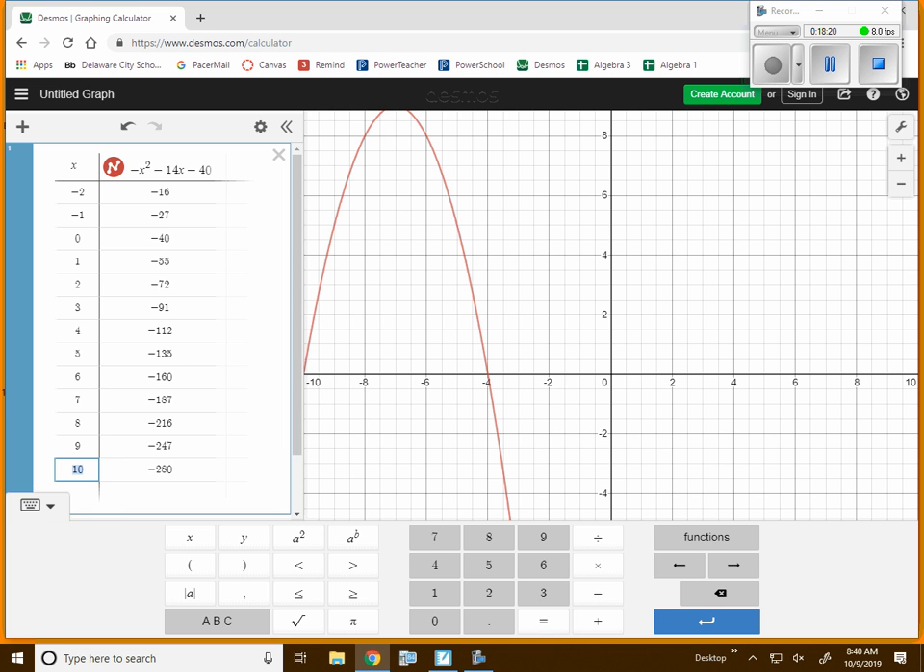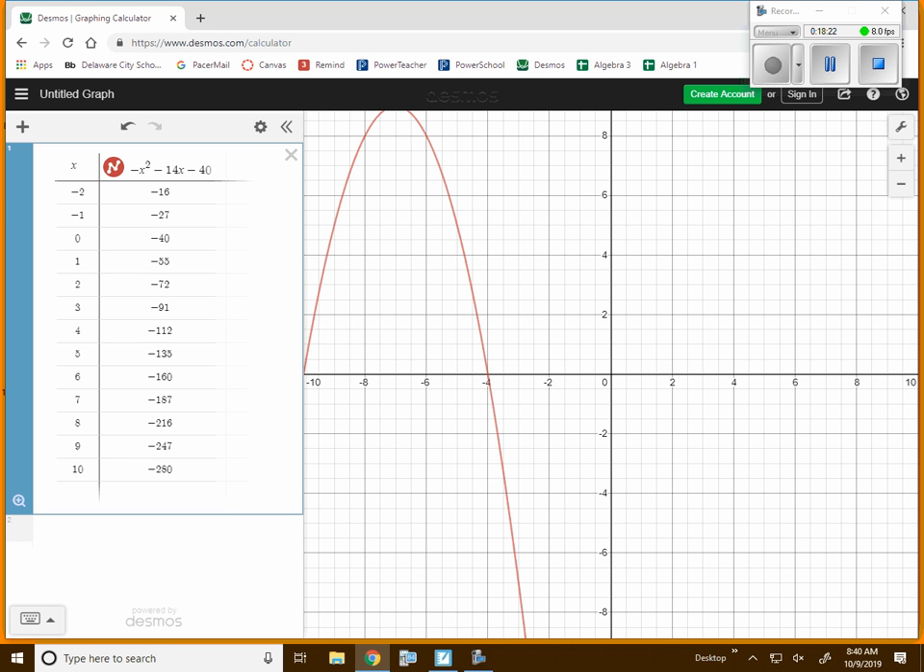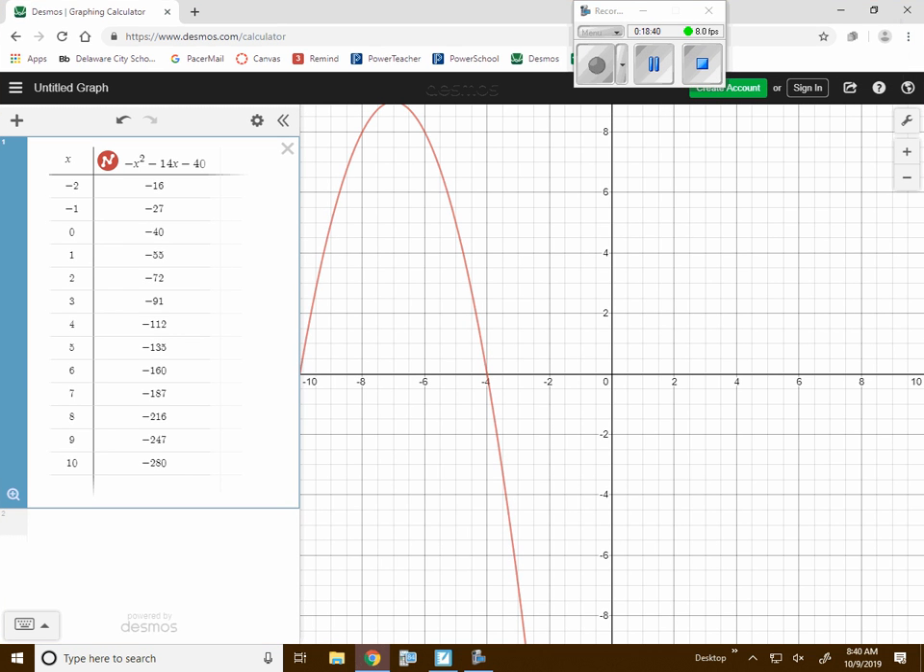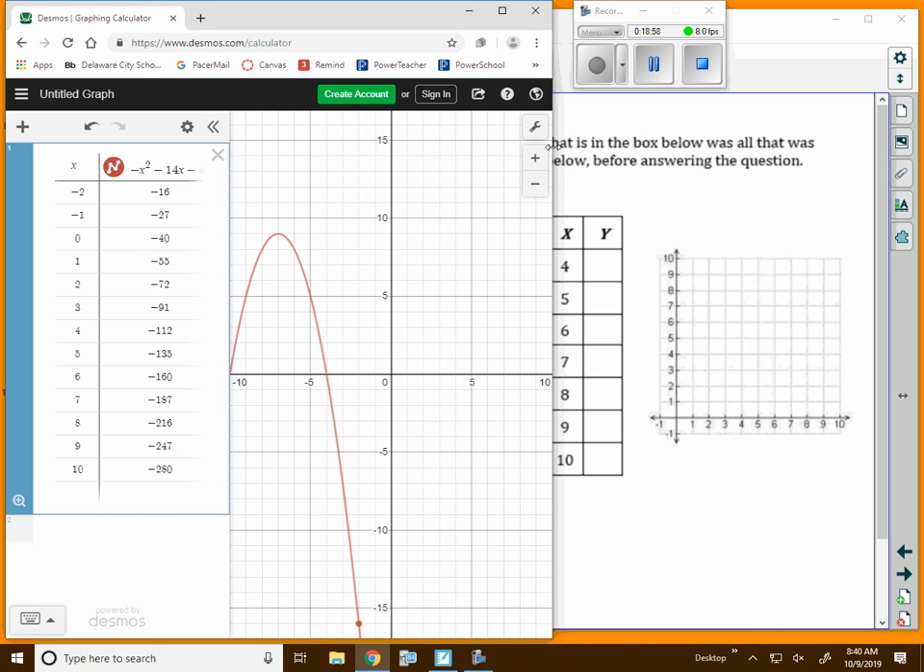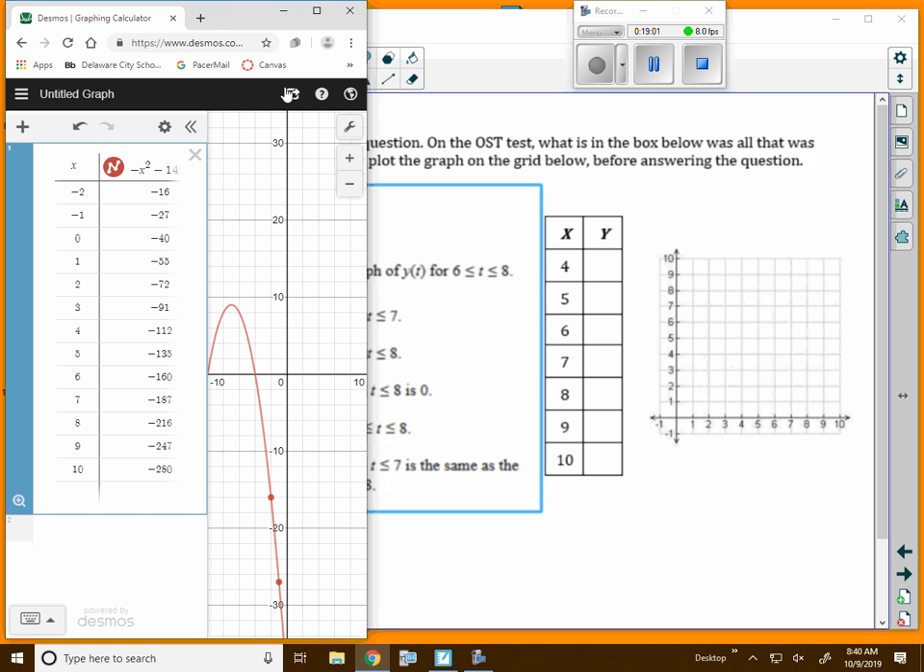Okay, so 4 corresponds to negative 112. 5 corresponds to negative 135. 6 corresponds to negative 160. 7 corresponds to negative 187. 8 corresponds to negative 216. 9 is negative 247. And 10 is negative 280. Isn't that fun?